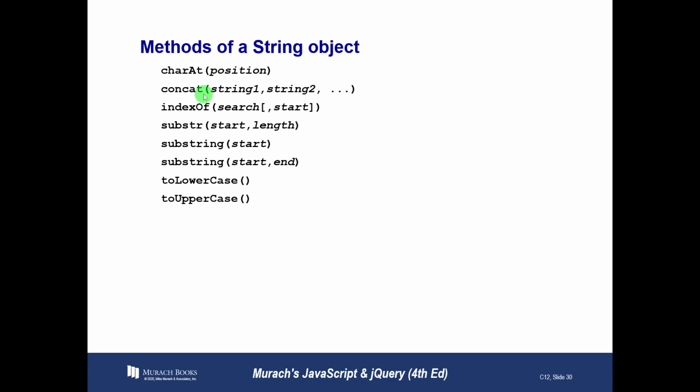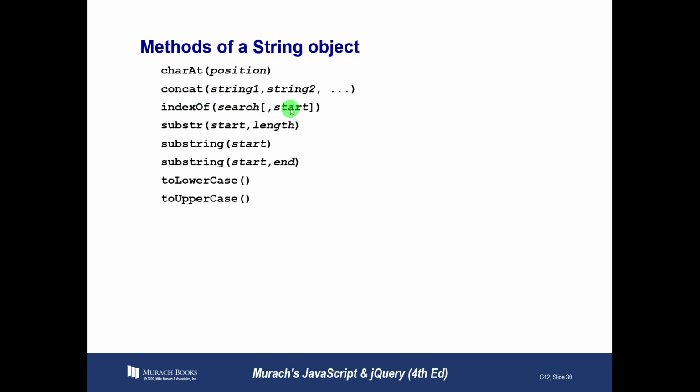We have a concat function, and inside this function we can pass it a bunch of strings separated by commas, and it will concatenate them together, much like we've done with the concatenation plus operator in previous projects that we've done. We have an index of function that will search for a string inside of our string and tell us where it's found. And we'll see examples of these coming up.